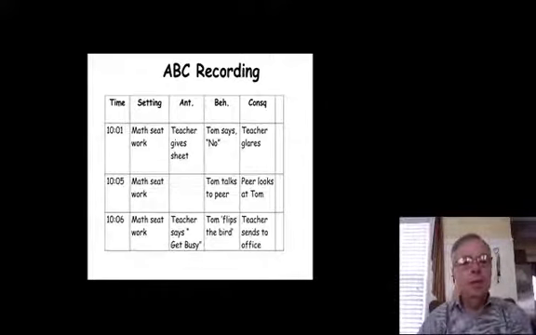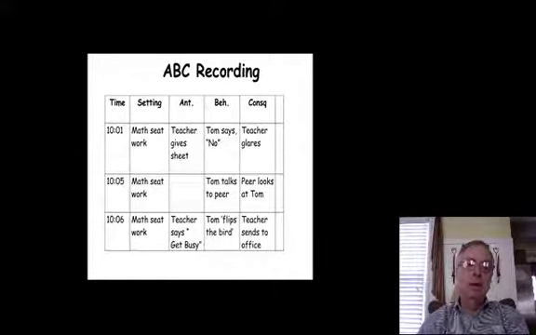The other is if you look down at 1005, there's no antecedent recorded. For me, in my personal history, this is extraordinarily common that people say, well, there was no antecedent to that behavior. We all know that, of course, there was always an antecedent to the behavior. They may not have noticed it, they may not have picked up on it, but there was an antecedent to the behavior.